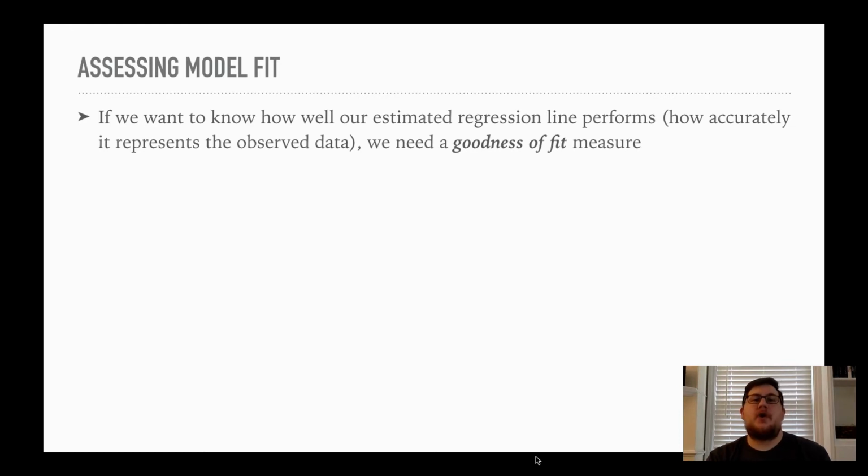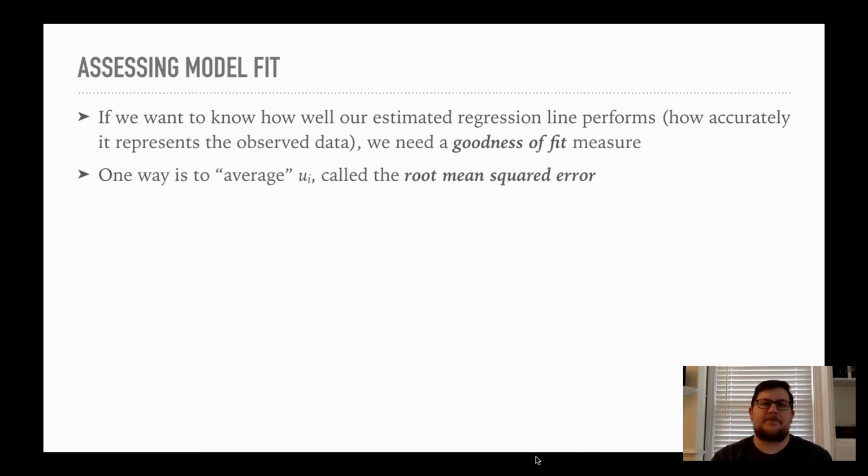If we want to know how well our regression line performs, that is, how accurately it represents the data, we need a goodness of fit measure. So you've heard goodness of fit. We've talked about chi-squared goodness of fit. This is different, right? This is generally a way to assess your model fit.